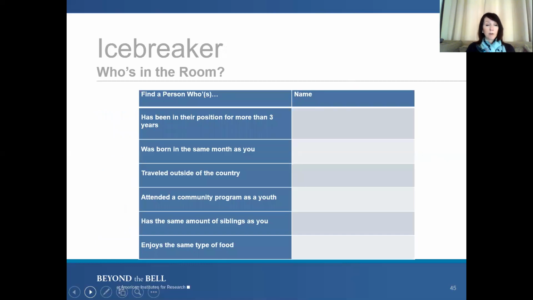So here's an icebreaker for you called Who's in the Room? There are indicators on the left. There are places for names on the right. This document would be created before the training session, handed out to the staff, and they circulate through the room, and they look for people that fit those indicators.